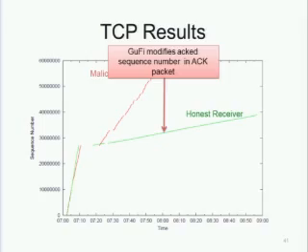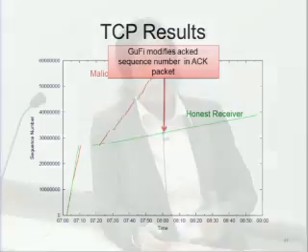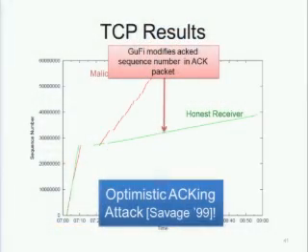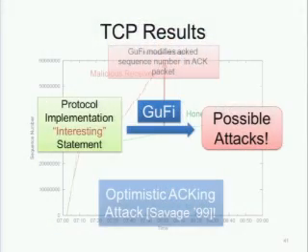When we looked at exactly how GuFi modified the TCP ACK packet, we found that it modifies the ACKed sequence number in the ACK packet. So it increases the sequence number that has been ACKed in the ACK packet. This is actually the optimistic ACKing attack, which was introduced by Stefan Savage and others in '99. So GuFi, effectively, by being provided with the protocol implementation and an interesting statement, can actually provide us with the mechanism of a particular attack.